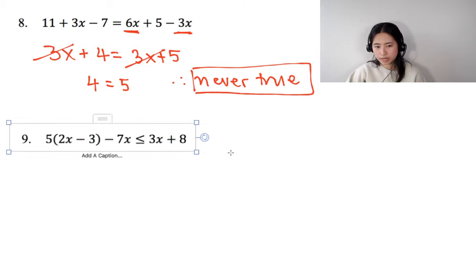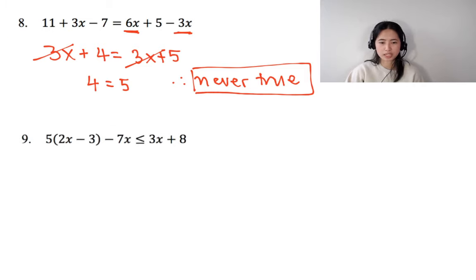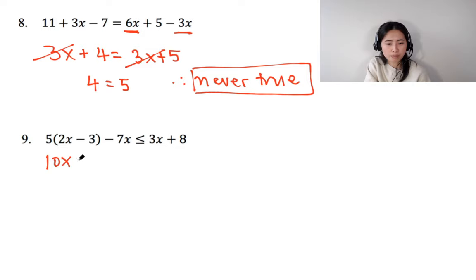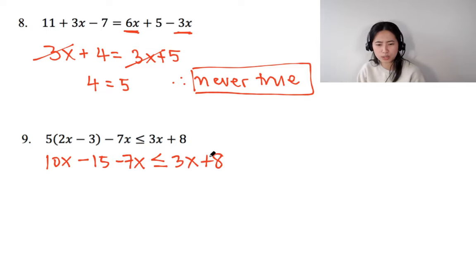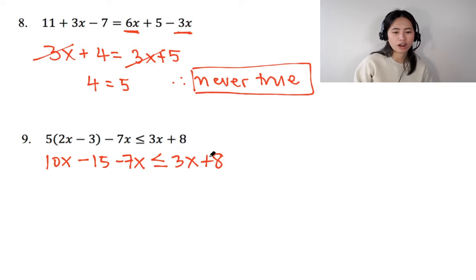So moving on to number 9, we have an inequality. Interestingly, a lot of students struggle with inequality, but don't worry, it's not too bad. It's actually pretty easy if you understand it. If you have 5 times 2x minus 3, distributive property, you're going to have 10x minus 15 minus 7x, and that's going to be less than or equal to 3x plus 8. Okay, hopefully that wasn't too hard.